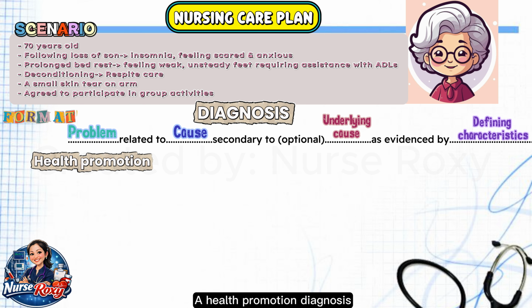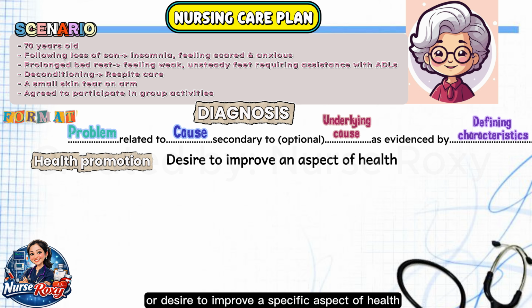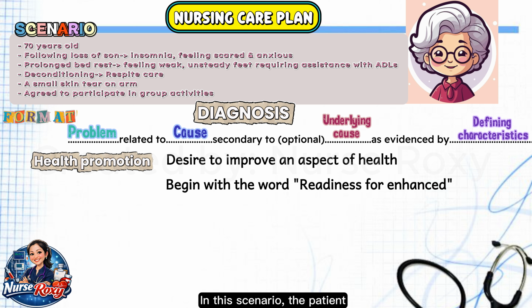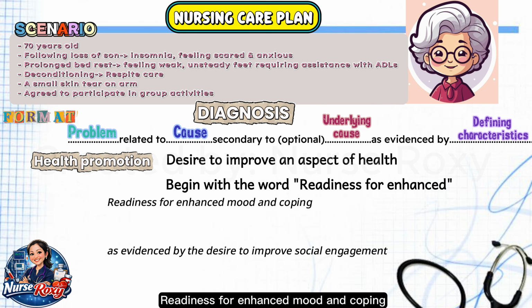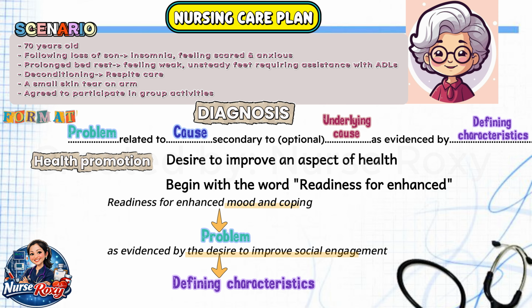A health promotion diagnosis focuses on the patient's motivation or desire to improve a specific aspect of health. This diagnosis always begins with readiness for enhanced. In this scenario, the patient is willing to participate in group activities, so an appropriate diagnosis is readiness for enhanced mood and coping, as evidenced by the desire to improve social engagement. As the underlying cause of this readiness is not clearly identified, a related to statement is therefore not required.